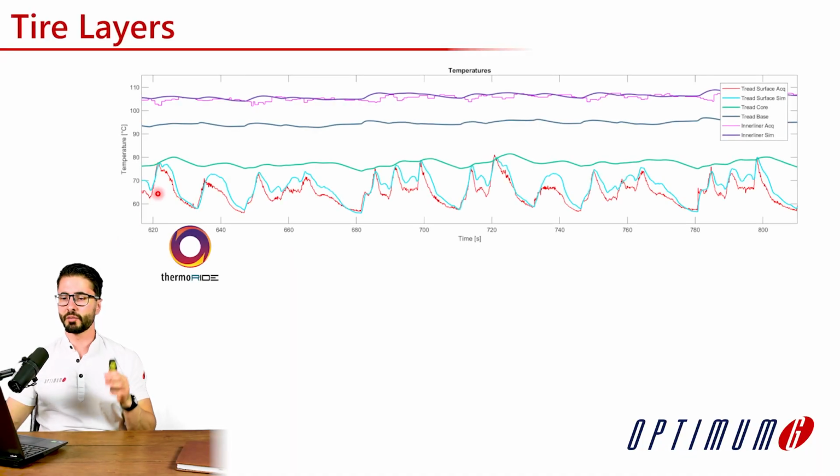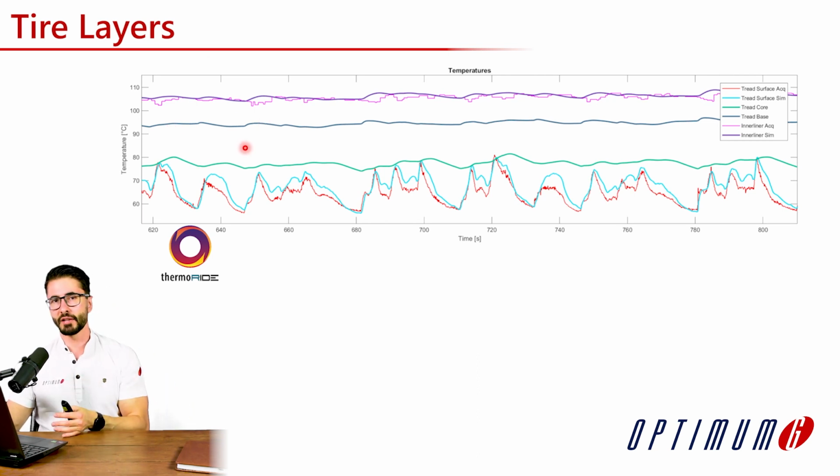We can see the correlation between acquired data and the calculation from the model for the surface temperature. We can do the same for the inner liner or carcass temperature measurement versus model. Now that we have this tire characterized and validated for this thermal model, we can estimate the tread core temperature and tread base temperature. The tread core will be connected with the peak grip, while the tread base will be more connected to the cornering stiffness, for example.